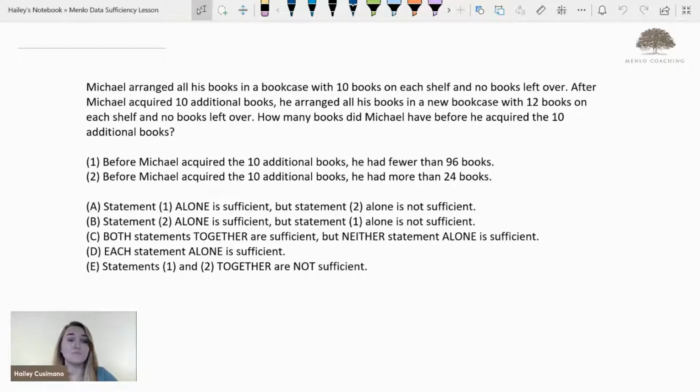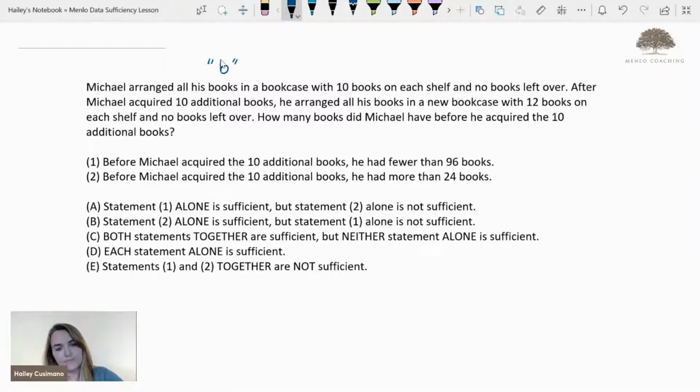And while the test isn't memorization driven by any means, we want to make sure that we can understand why structurally they set stuff up the way that they did. And this is a really great example of exactly that. So if Michael arranged all his books in a bookcase with 10 books on each shelf, I'm going to call the original number of books B, just to give it a name.